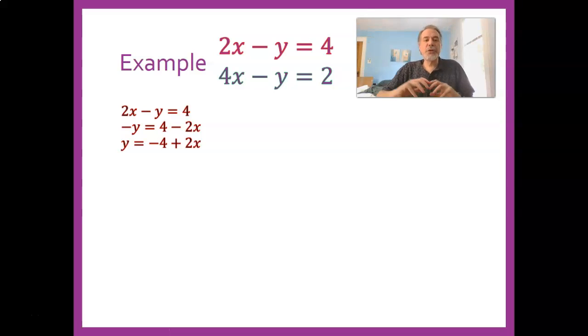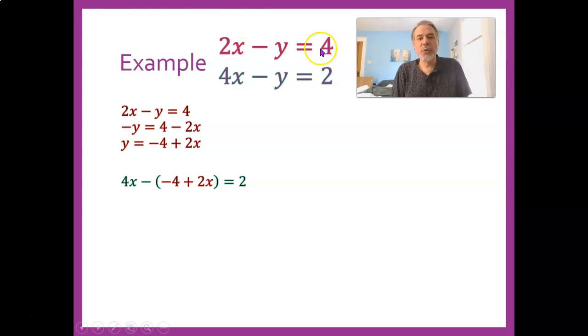Now I'm going to substitute that in place of the y in the second equation, the one I haven't done anything with yet. So when I do that, it's 4x minus the thing that y is equal to, negative 4 plus 2x, equals 2. Notice I put that in parentheses because I want to make sure that this minus applies to the whole thing. I'm subtracting y, so I'm subtracting this whole thing that y is equal to.